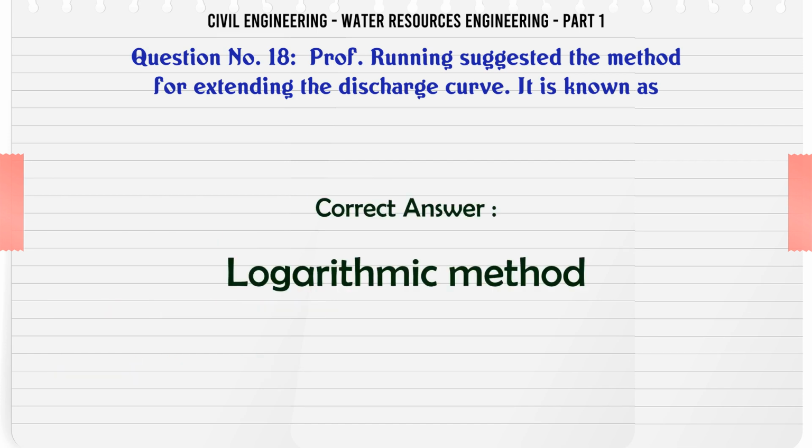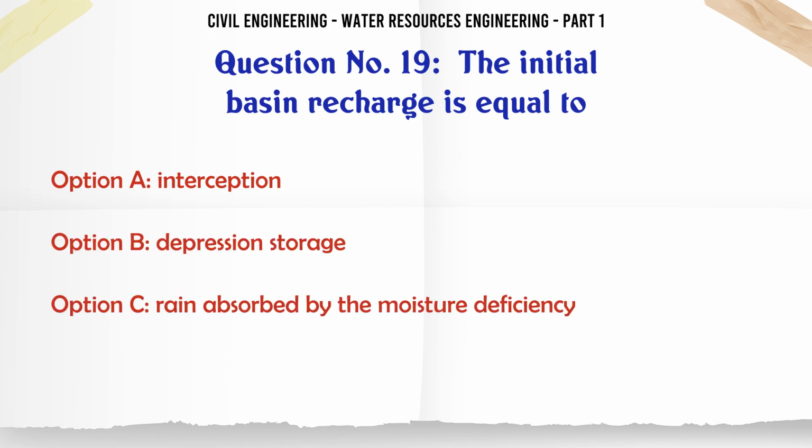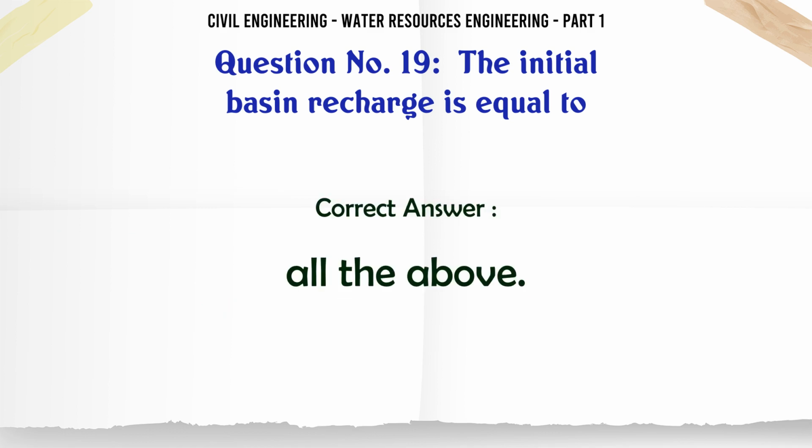The correct answer is logarithmic method. The initial basin recharge is equal to: A. Interception, B. Depression storage, C. Rain absorbed by the moisture deficiency, D. All the above. The correct answer is all the above.